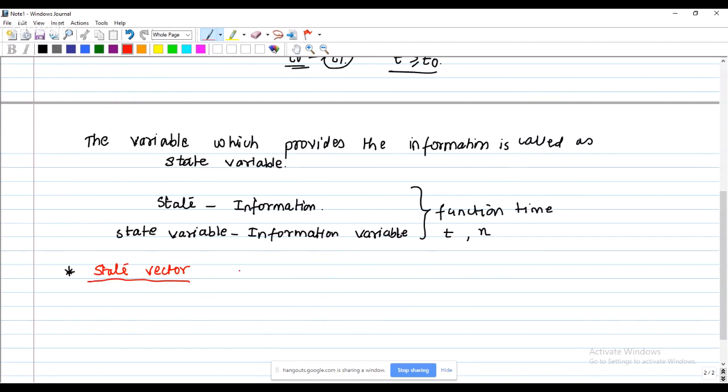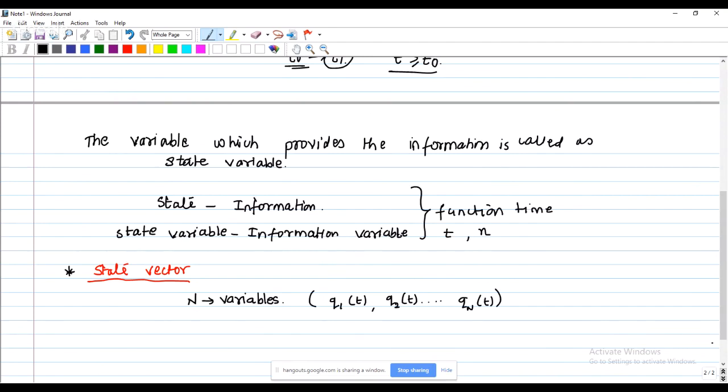Now, basically, let's say there are n state variables, and because I said that they are functions of time, we can say that the variables are named q1 of t, q2 of t, and so on till qn of t. Let's say these are the variables that I have.